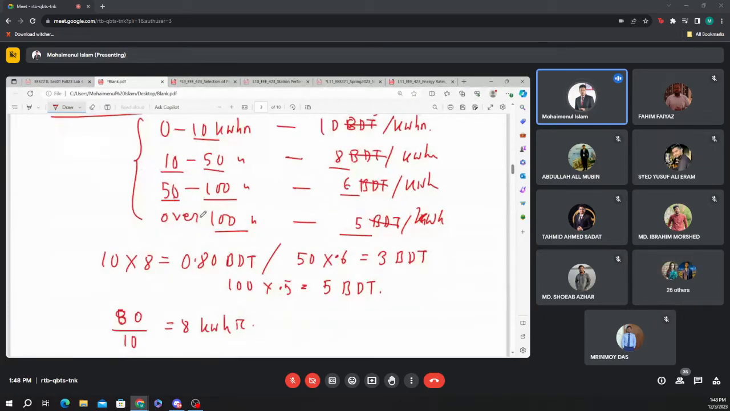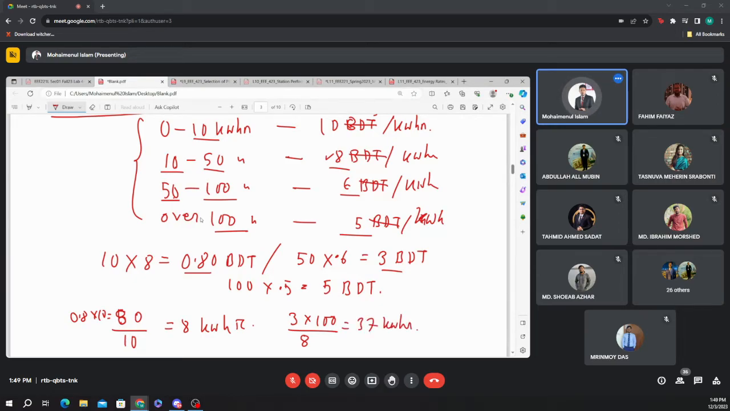Here we can say the over 100. So that is 300 divided by 8. As here it is 0.8, 0.8 into 10, 80. Okay. So 80 divided by 10 taka. So that is 8 kilowatt hour. We have 3, so that means 3 into 100. This is 100 for 3. So 300 divided by price is 8, this one. So it is 37 kilowatt hour.